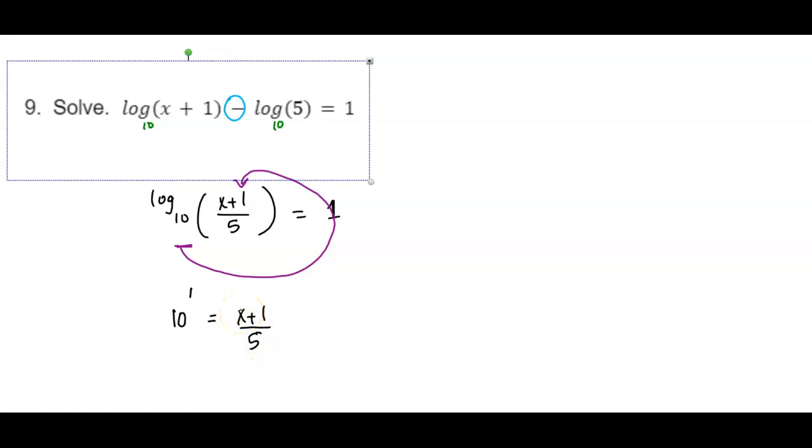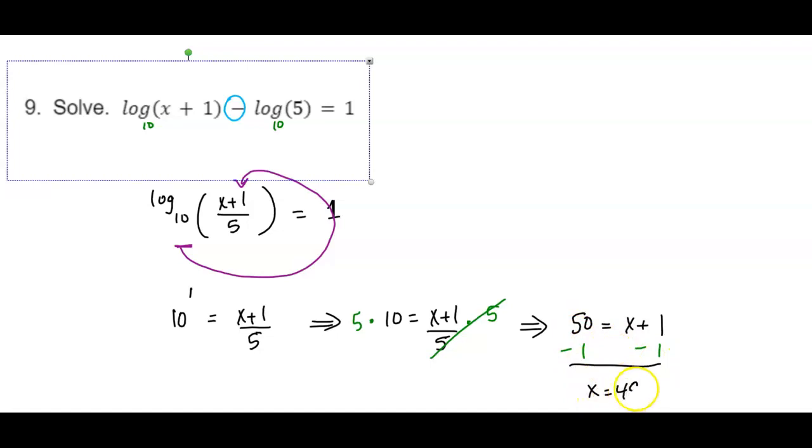10 to the 1 is just 10. I could have written that, but I just wanted you to see where that 1 ended up going once we converted. So this actually is just 10 equals x plus 1 over 5. I need to move that 5 from the denominator to the other side so that I can solve for x. So I'm going to multiply by 5 on both sides. That's going to cancel out the 5s on the right. That's going to give me 50 equals x plus 1. And the very last step is to subtract 1 from both sides. And that gives me that x equals 49.